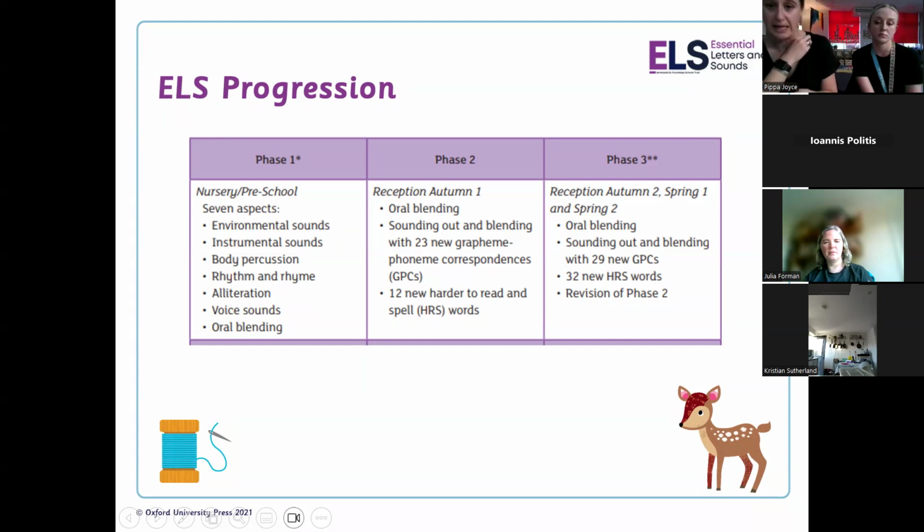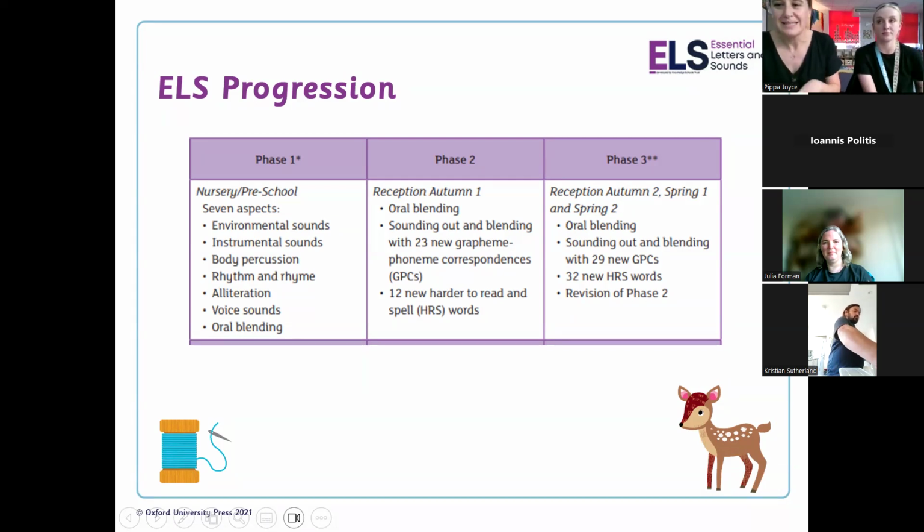There are 23 new grapheme-phoneme correspondences that they need to learn. We've learnt 1, 2, 3, 4, 5, 6, 7, 8, 9, 10, 11, 12, 13, 14, 15, 17, 18 today. That is loads. So it's really, really important to remember that I say we've learned them, but we haven't learned them. We've introduced them.